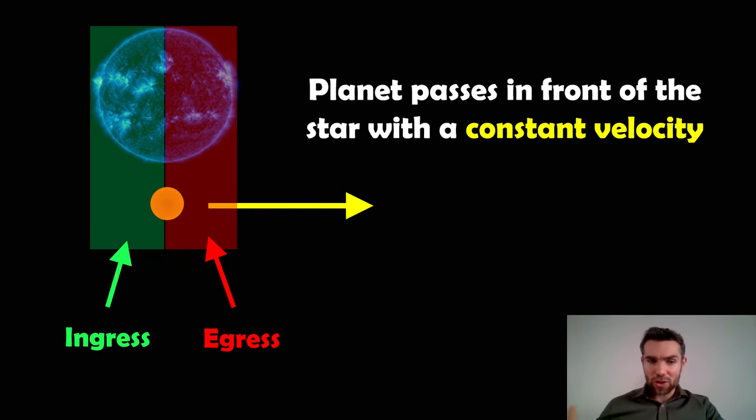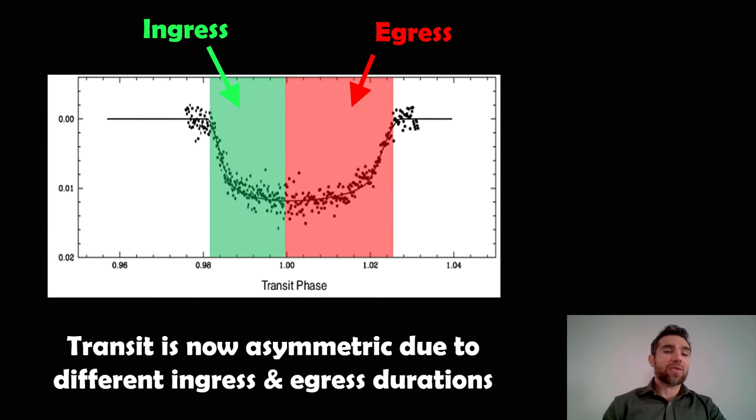So as it's passing in front of the star there, the first half is going to be travelling at a different velocity on average to the second half, where it will begin to exit the star. And that's because across the star, its velocity is not constant and it is changing. Although I have put here that it's constant, in this case, with an elliptical orbit, that is not the case. So we would expect something a little bit like this then, really. The ingress and egress are going to have different timings because of that.